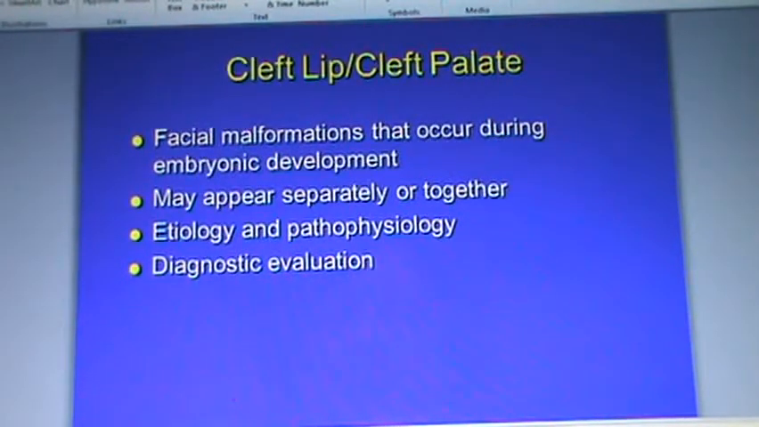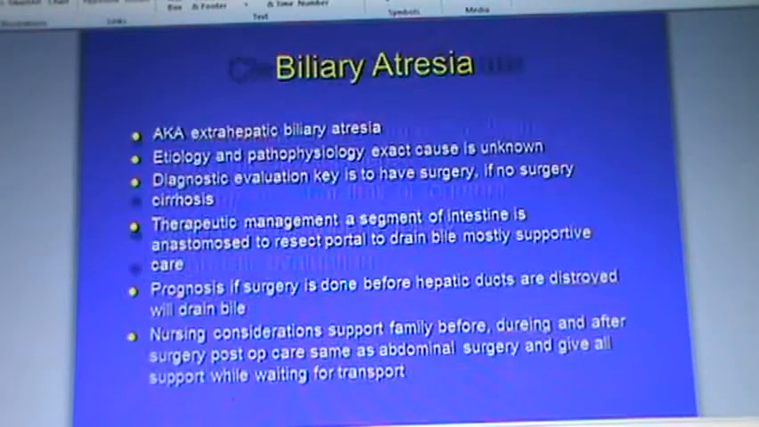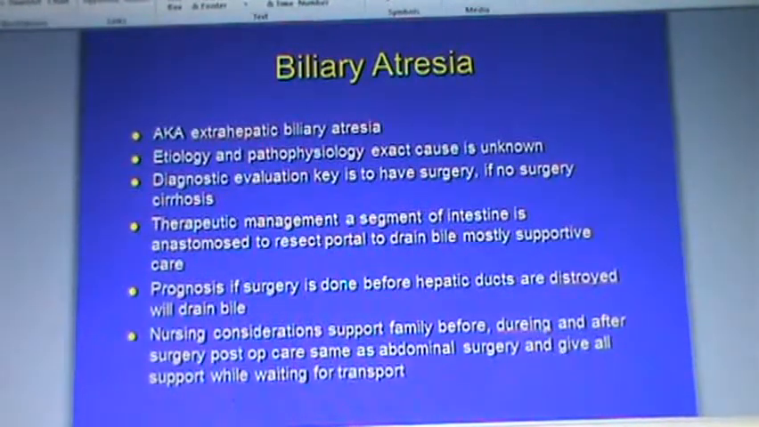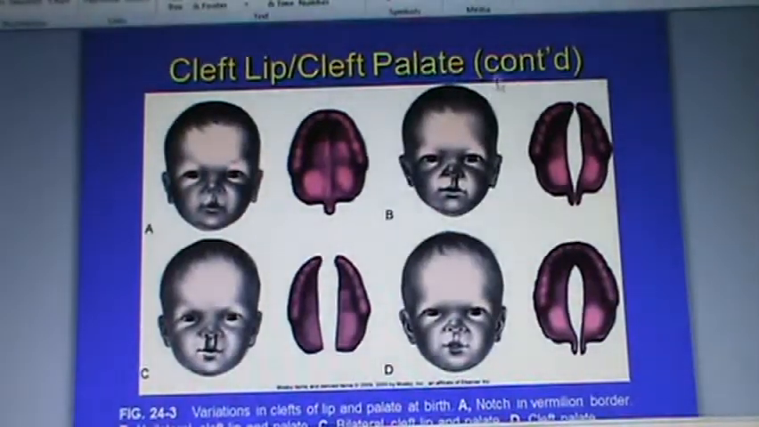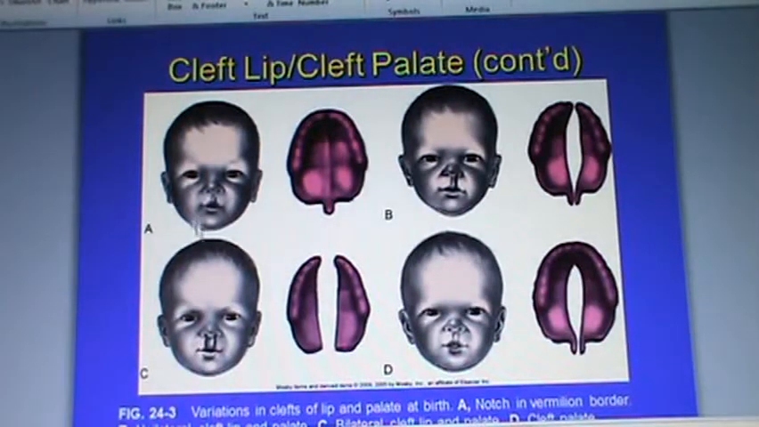Cleft lip, cleft palate. Facial malformations that occur during embryonic development may appear separately or together. Etiology and pathophysiology and diagnostic evaluation. Got some good pictures here of these different cleft lip, cleft palate. There's the lip, and that's what the palate looks like.